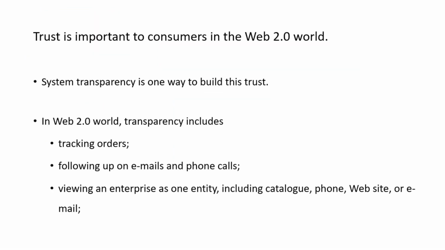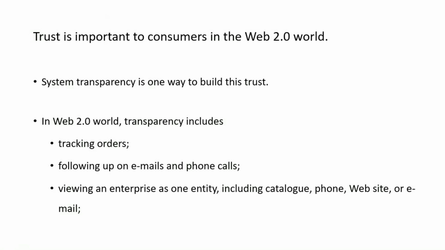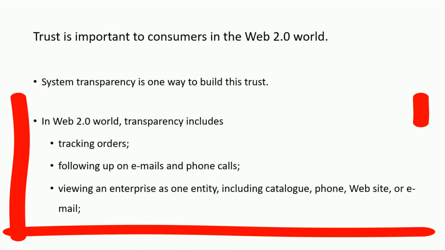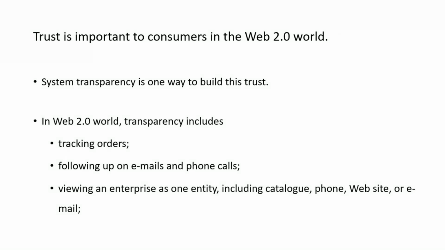Trust is important to consumers in the Web 2.0 world. One way to establish trust is to have system transparency. In the Web 2.0 world, transparency includes tracking orders, following up on emails and phone calls, and viewing an enterprise's catalog, phone, website, and emails on the Web 2.0 tools.